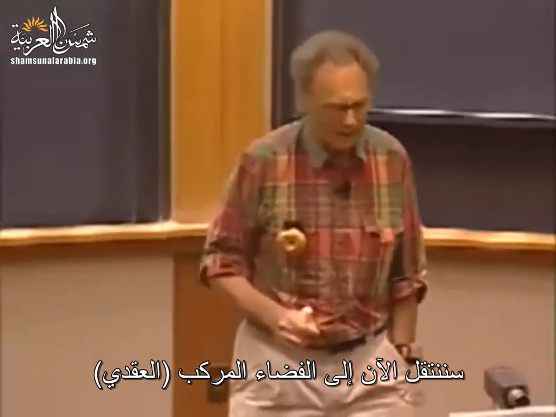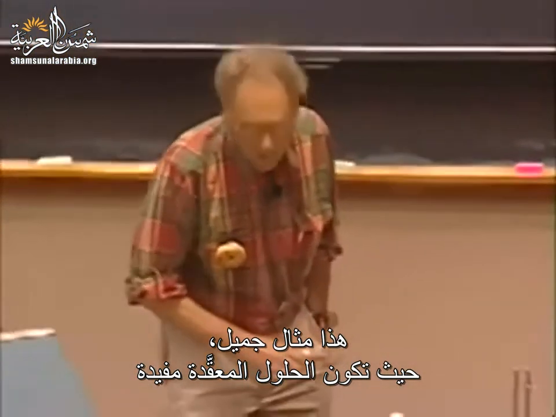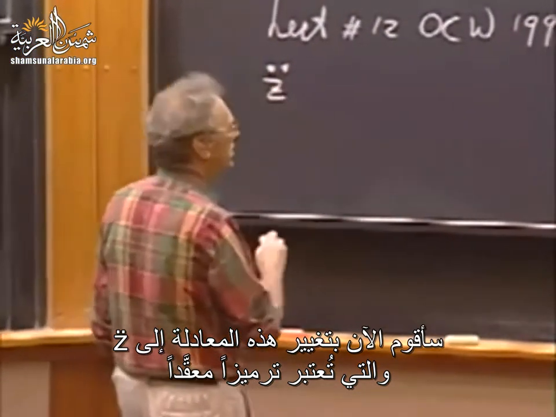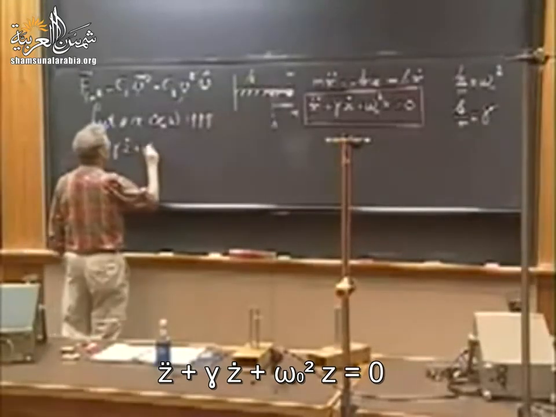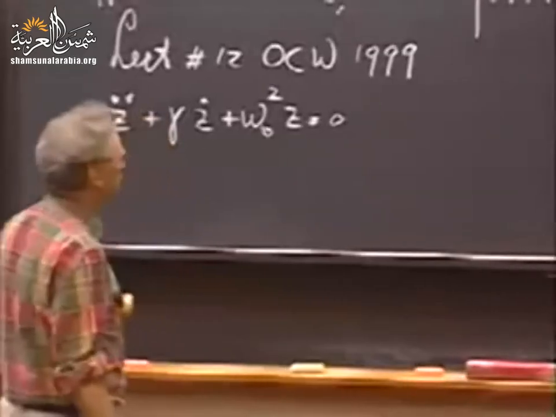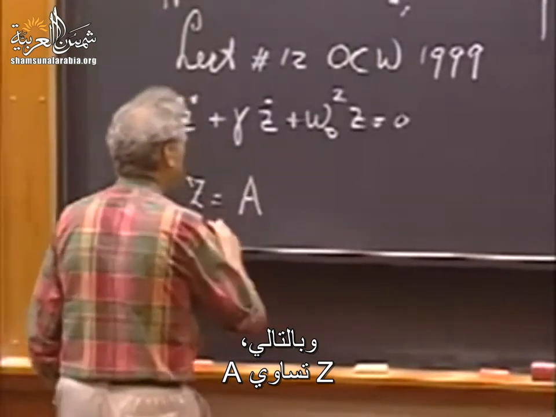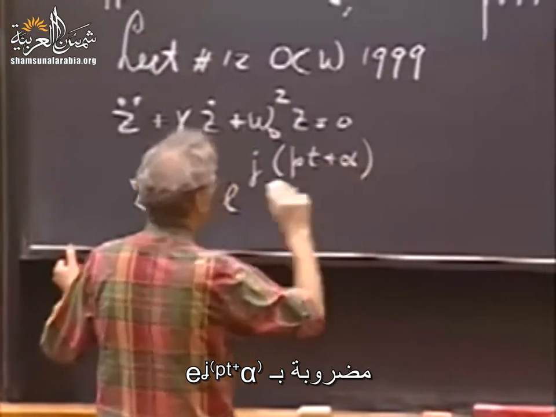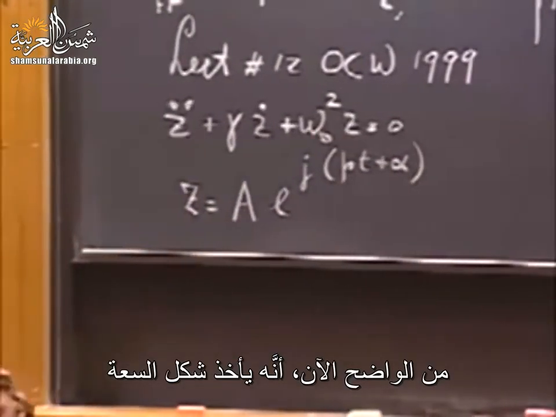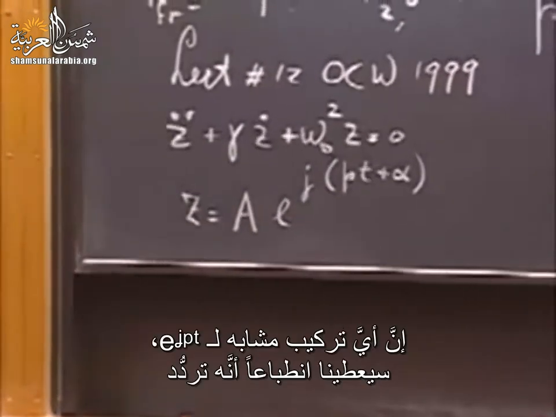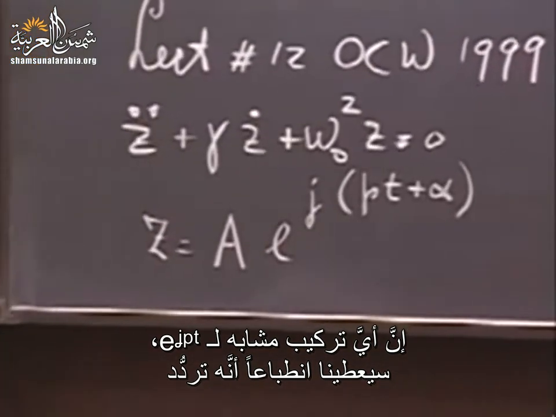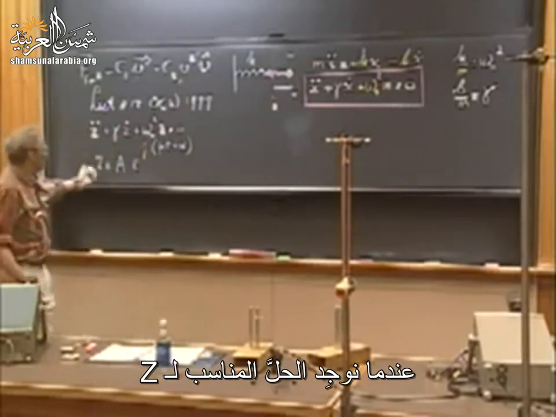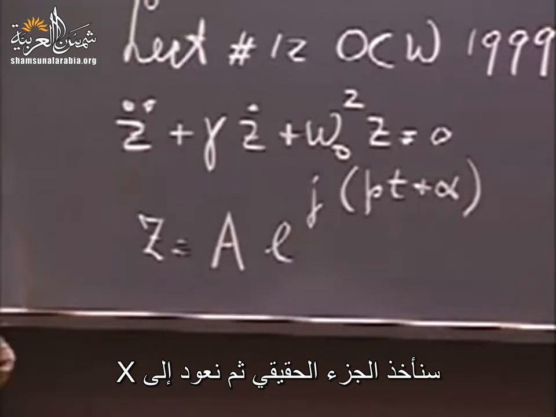We're going to jump to the complex plane. This is a beautiful example where the complex solutions really come in handy. So I'm going to change this equation to z, which is now a complex notation: z double dot plus gamma z dot plus omega 0 squared times z equals 0. And then my trial function z is some amplitude a times e to the power j(pt plus alpha). Clearly this has the smell of an amplitude, and this has the smell of a frequency. Anything e to the power j pt has the smell of a frequency. But you will see that you're in for a surprise with this p. Once we have found a proper solution for z, we take the real part and we are in business. Then we go back to x.